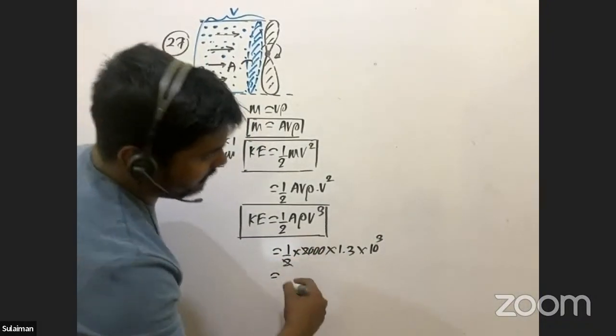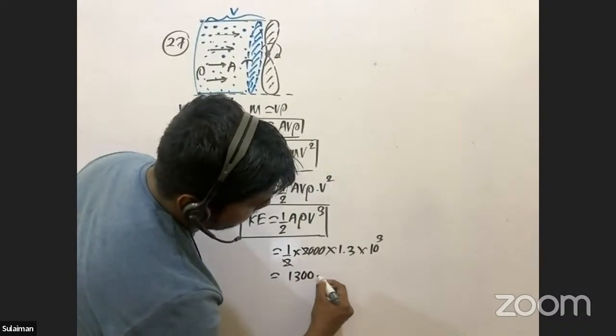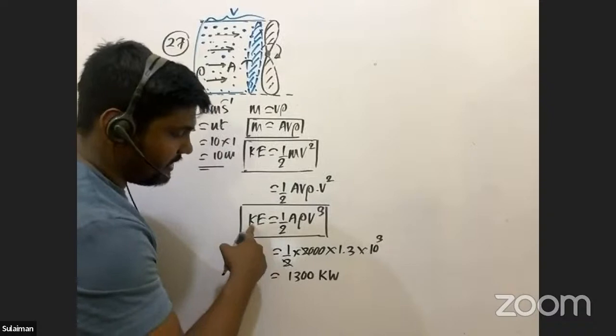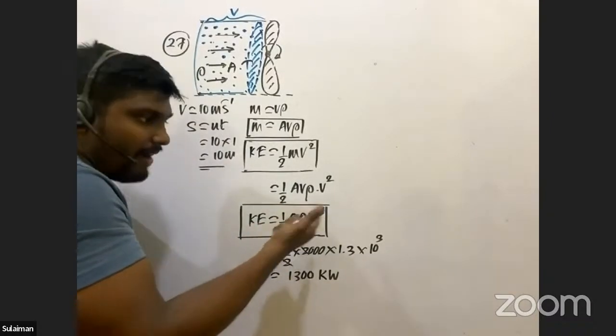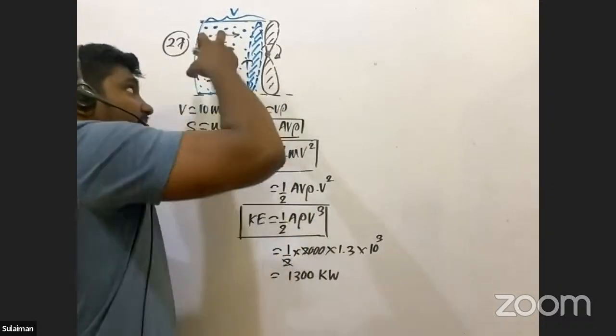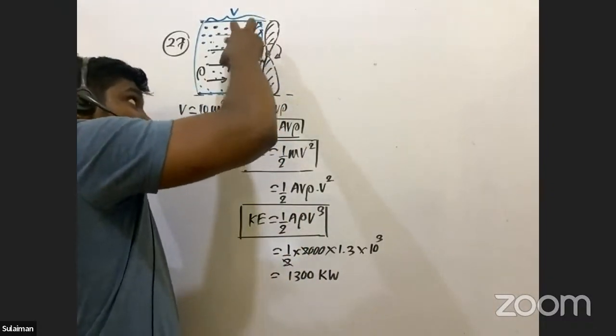Here, 1300 kilowatts. This is the kinetic energy every 1 second, which means power. Energy per unit time is power. Every 1 second, the kinetic energy on this wind is how much?